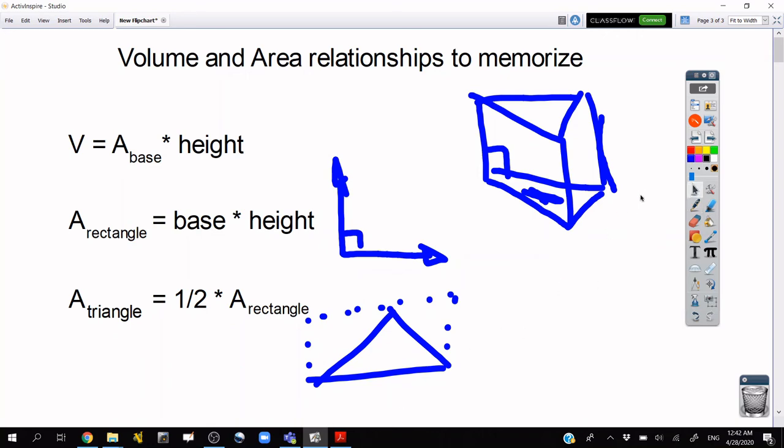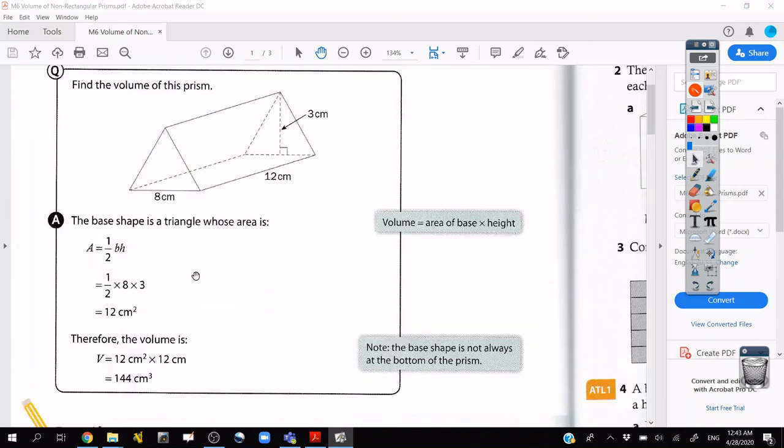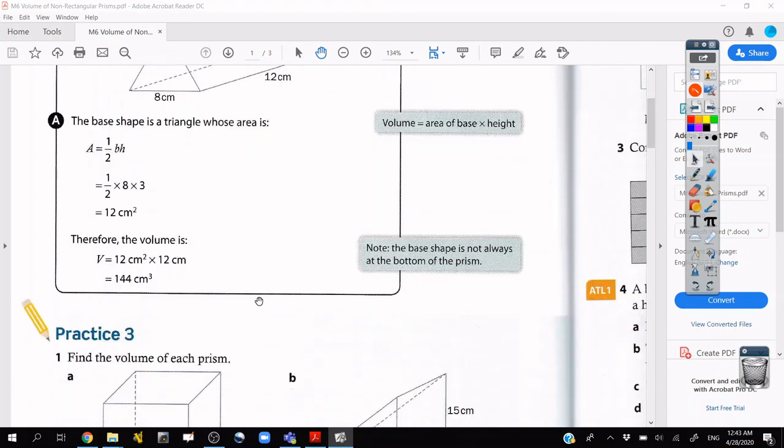Let's look at your guys' assignment for the day. Here it is. So you'll see they're doing the exact same thing I am. They're trying to find the base shape as a triangle, so they find the area of that triangle. It was 12 centimeters. So the volume, they multiply that 12 centimeter base, which is this triangle here, times the 12 centimeter height, and it kind of animates this triangle through, and we get all of that volume.